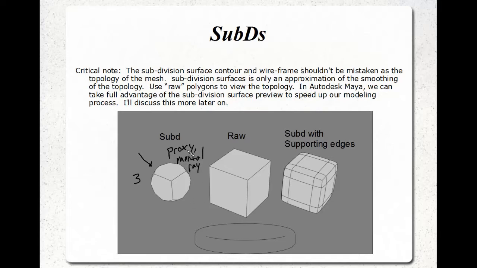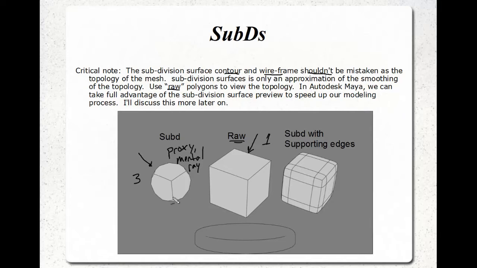Okay, that's less important. What's more important is this. The subdivision surface contour and wireframe shouldn't be mistaken as the topology of the mesh. Because the actual topology of the mesh is this one. This is what I call the raw polygons. I call it the raw polygons. It's just when you're in basic face mode. This is the same as hitting number 1 on your keyboard in Maya.